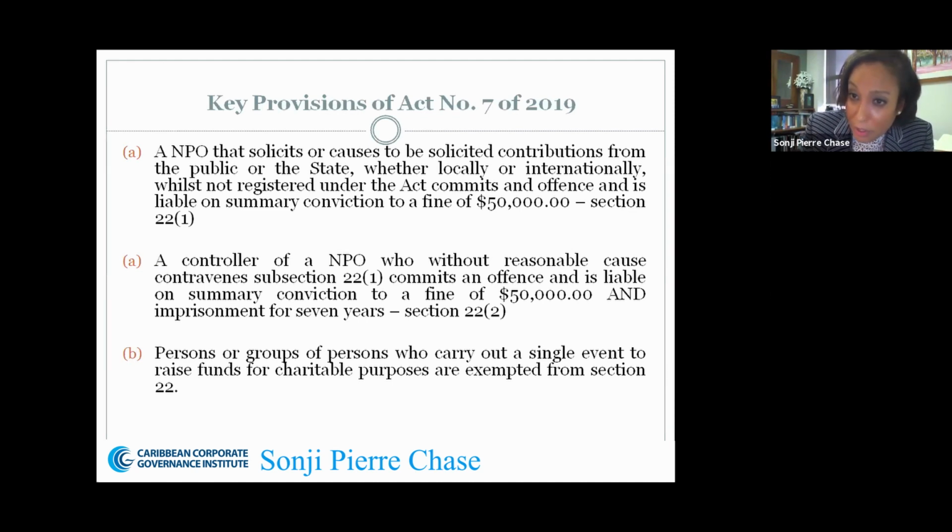So there is an exemption, and the exemption is that if you come together as a group for a particular purpose, but it has to be a single event to raise funds for a charitable purpose, you are exempted.